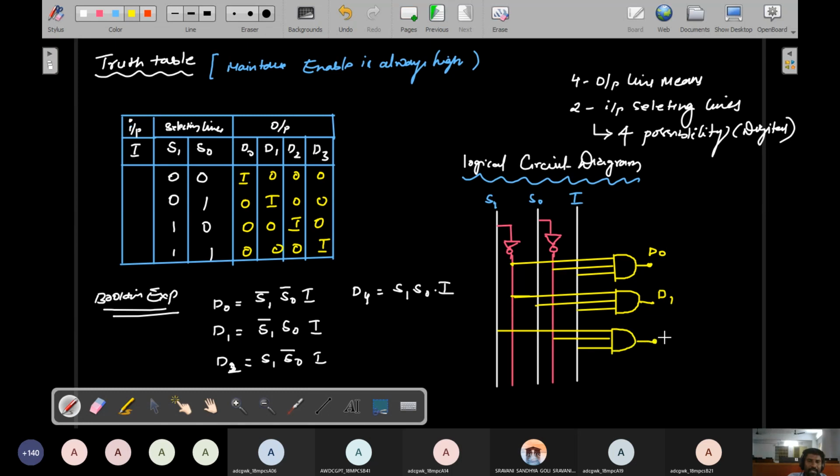So this is the AND gate and this is called the D2 terminal. The last terminal is D4, that is S1, S0, both in high condition. We are representing one AND gate and this is the output D2. So this is your logical circuit.